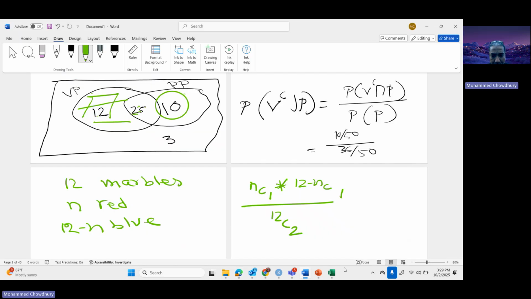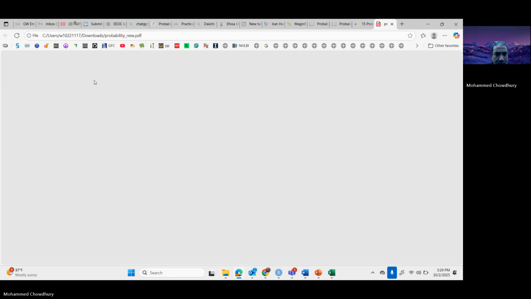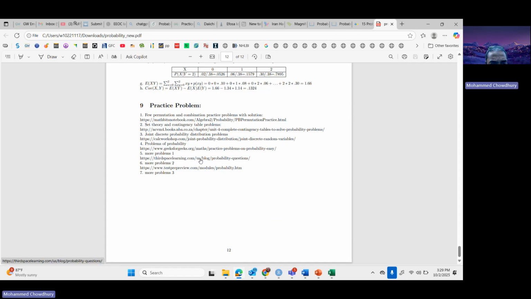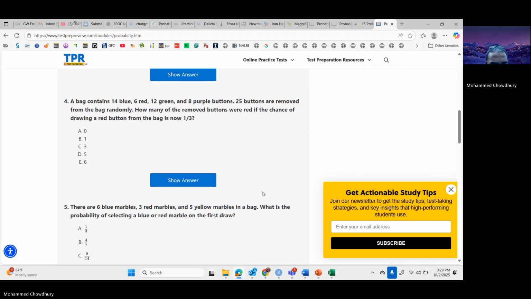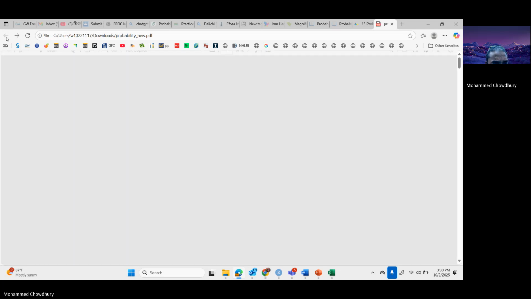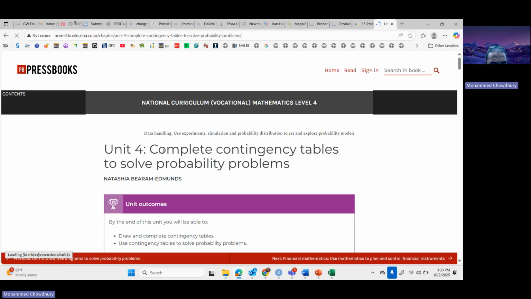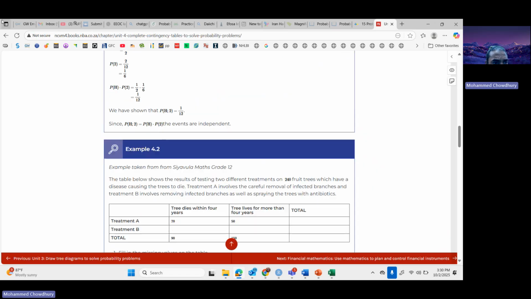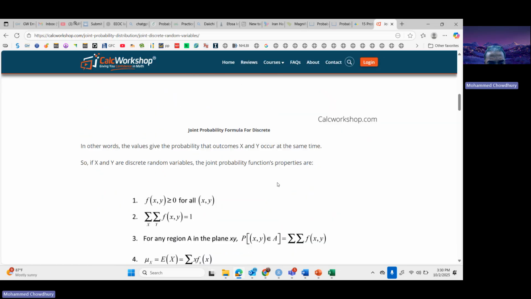Okay, so let me do another type of problem. I think we did it. We did it. Okay, let us do one problem with the multiple table, joint discrete table. Use this one.